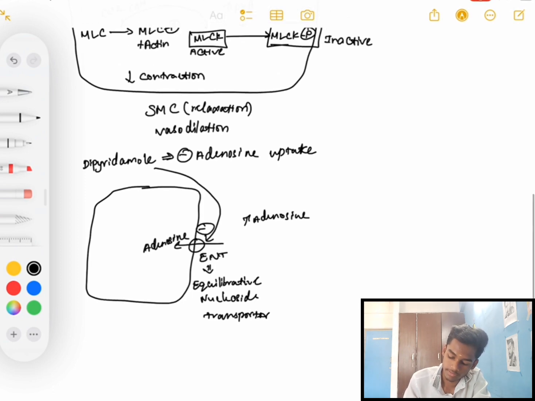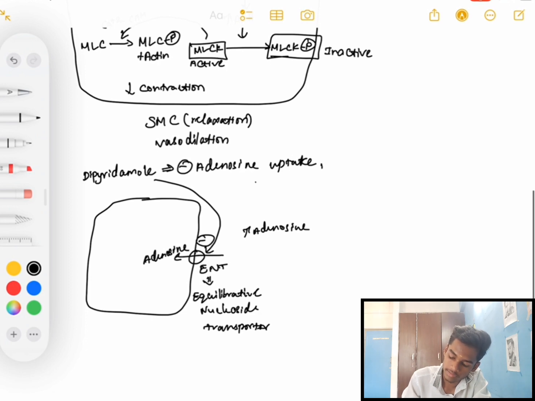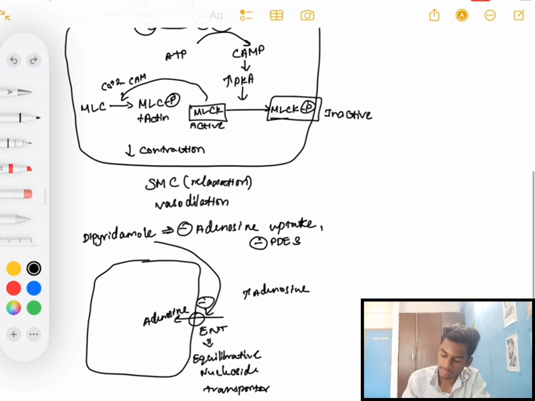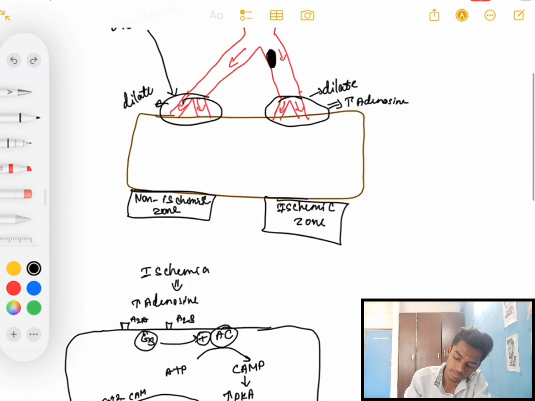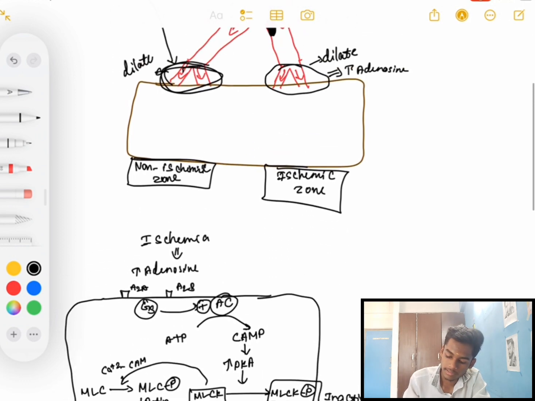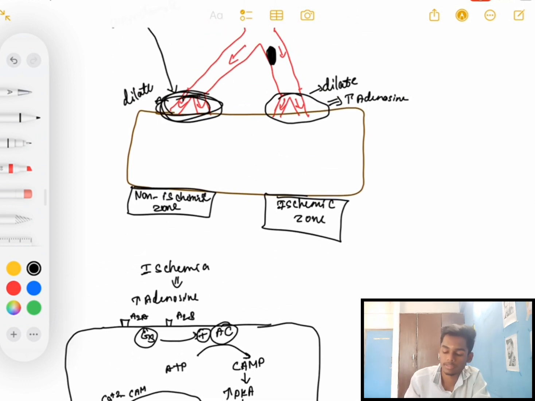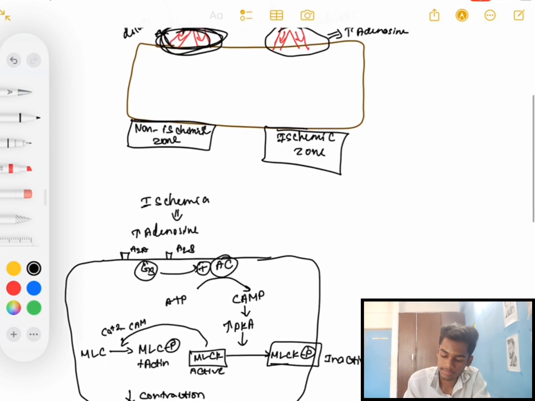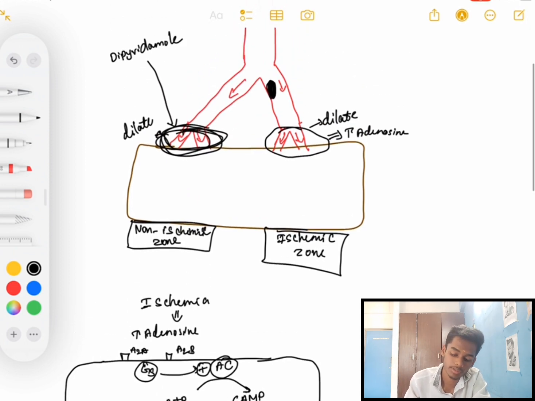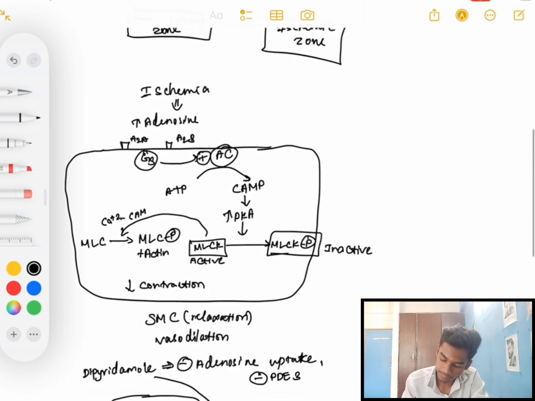Another thing is, it will also inhibit phosphodiesterase 3. Now, by increasing the adenosine in this non-ischemic zone, the same way how adenosine acts in the ischemic zone, in the non-ischemic zone too, because of dipyridamole, there is increased adenosine. It will cause smooth muscle cell relaxation. So there is vasodilation, increased blood flow to this non-ischemic zone. This is how dipyridamole causes coronary steal phenomenon.